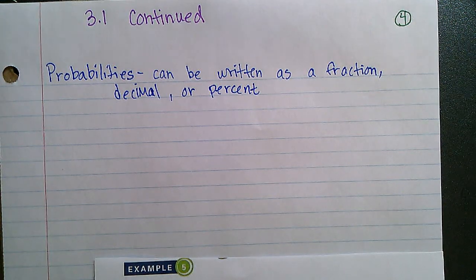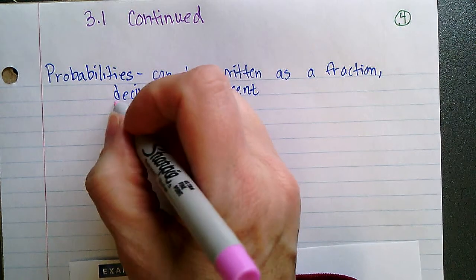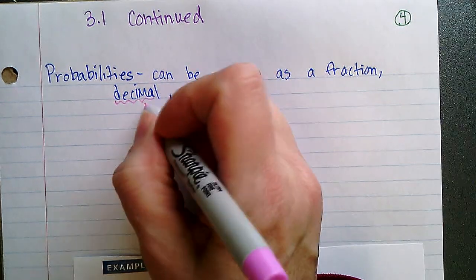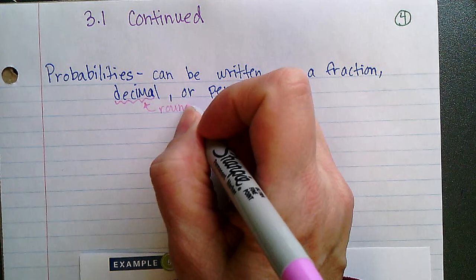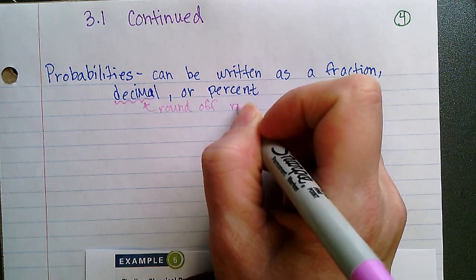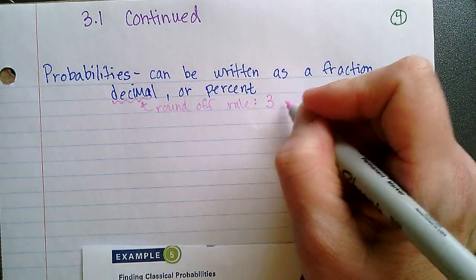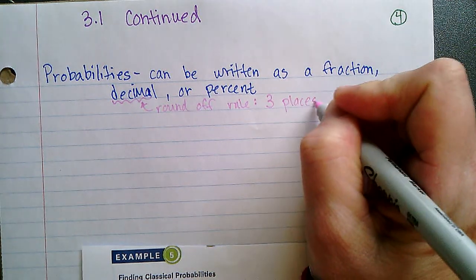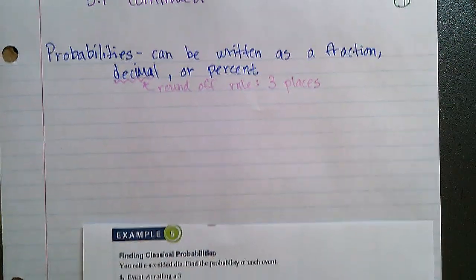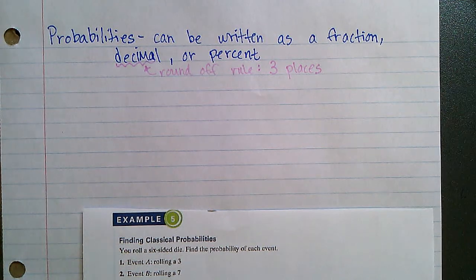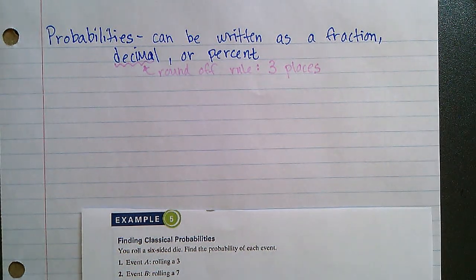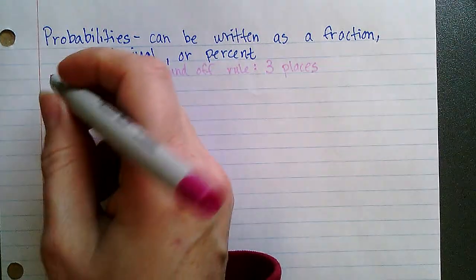Now, when you're working with probabilities, there is a round-off rule for decimals. So the round-off rule is to go to 3 decimal places. So when you convert that into a percent, it's going to go to the nearest tenth. So there are 3 types of probability that we need to learn about.